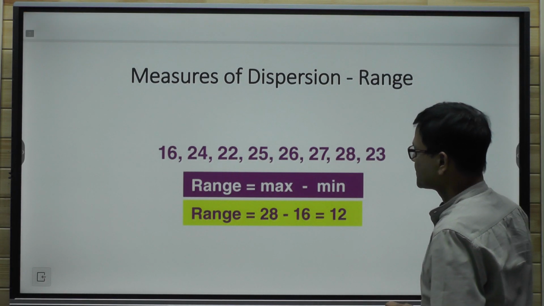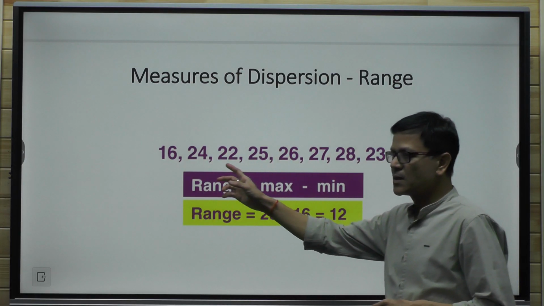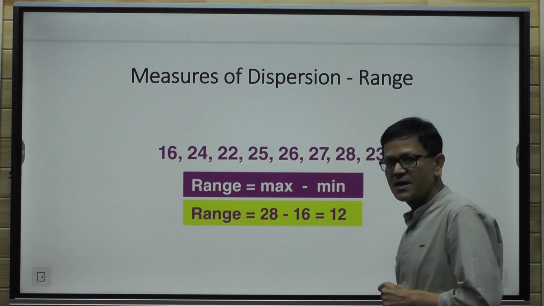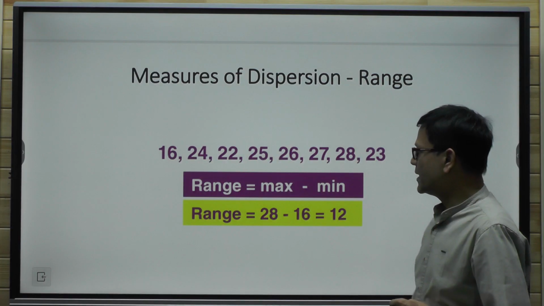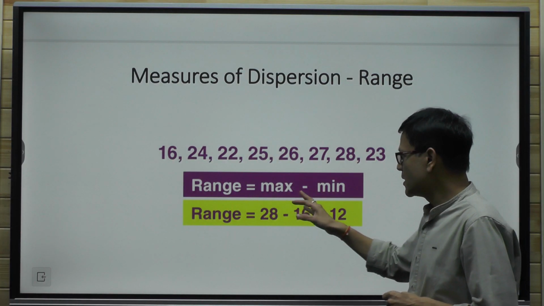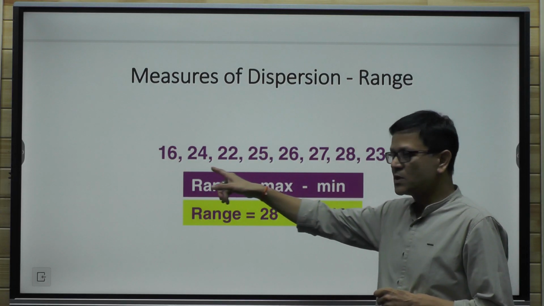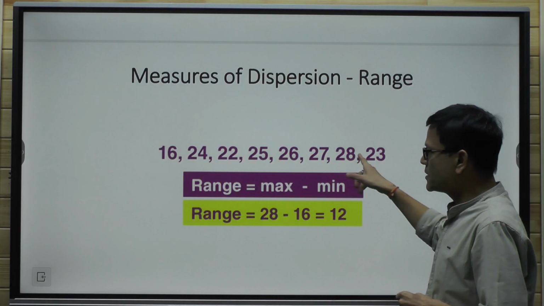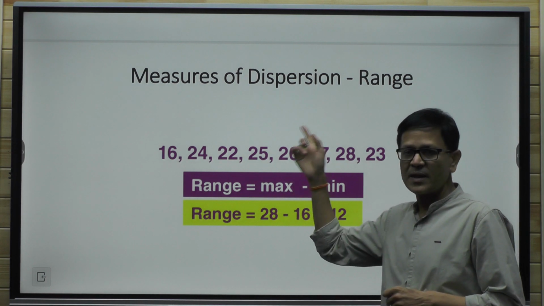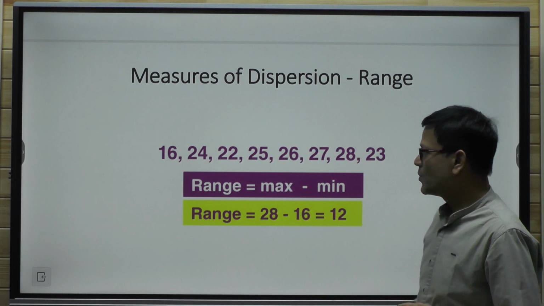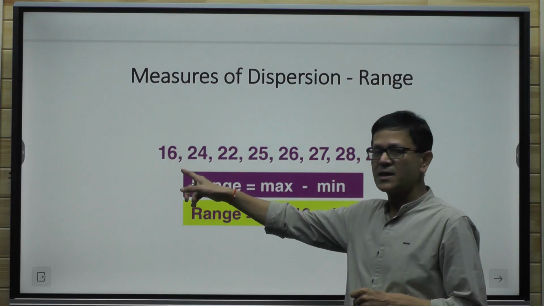Now you see that in this particular data set, the data is given and you have to find the range, as the formula is max minus min. Now you see this data is not actually properly arranged in ascending order, so you have to apply the previous technique, that is find the minimum one. So let's consider 16 as minimum.